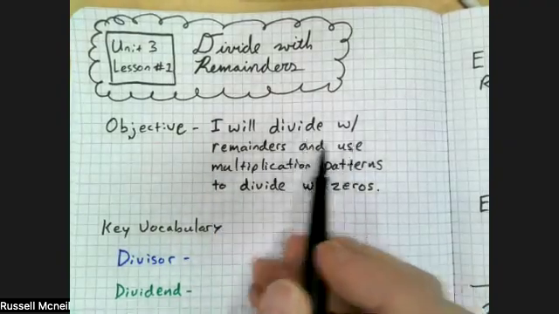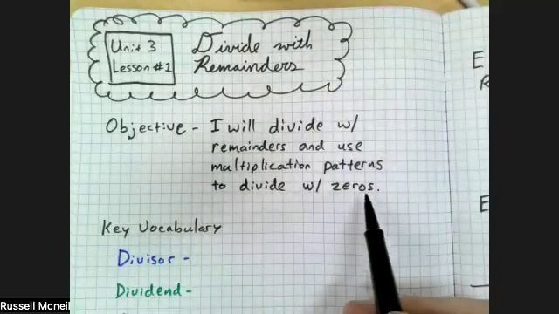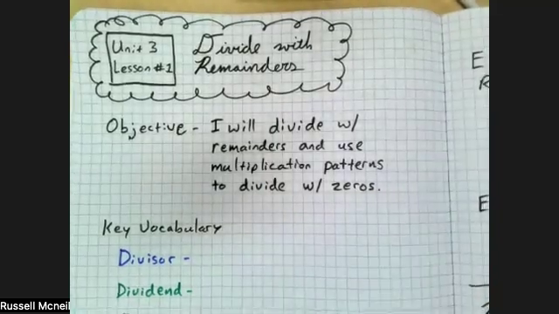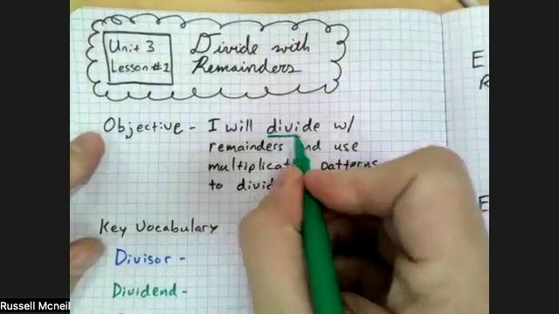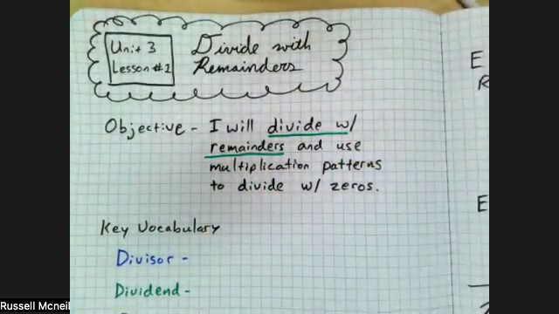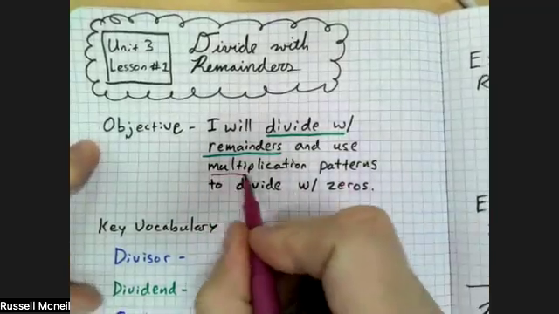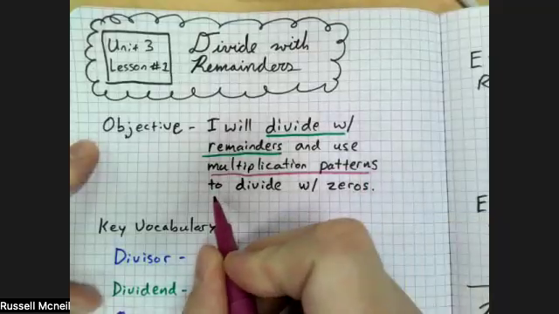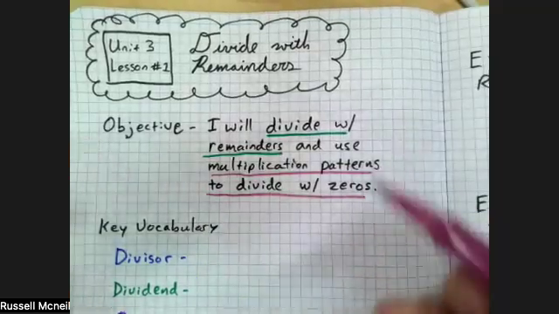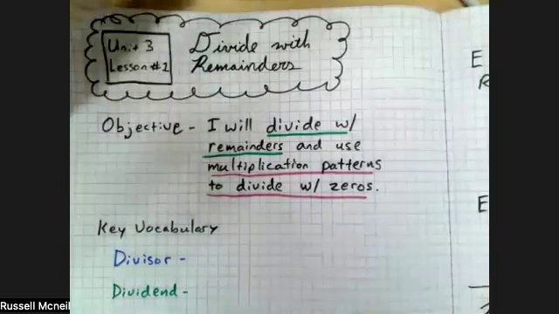I will divide with remainders and use multiplication patterns to divide with zeros. So we have two skills. First skill, dividing with remainders. When we mean remainder, we mean something that's left over. The other skill is multiplication patterns to divide with zeros. All right. When you're ready, let's move on down to vocabulary.